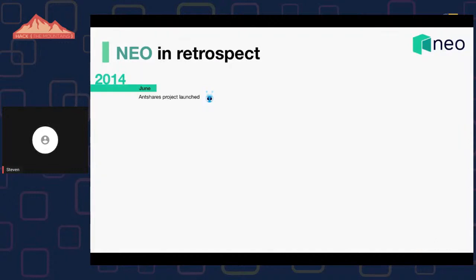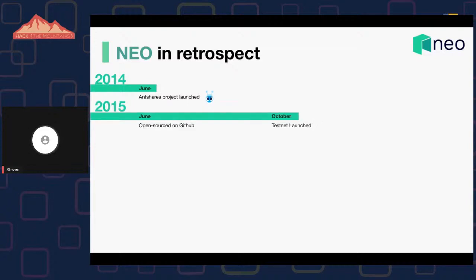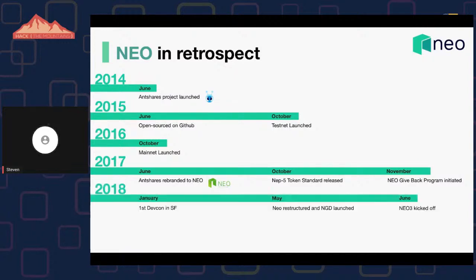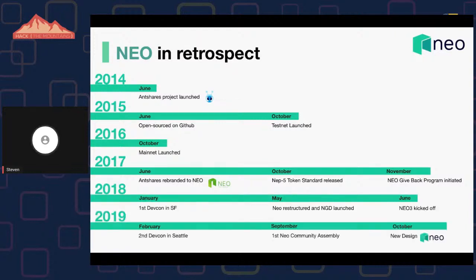And as this is a storyline, in the beginning we called it AntShares, and then we open sourced it on GitHub. In 2016 we launched the mainnet, and from 2017 we rebranded to NEO, and we had our token standard released. In 2018 we held our DEVCON, and in 2019 we held our second DEVCON.